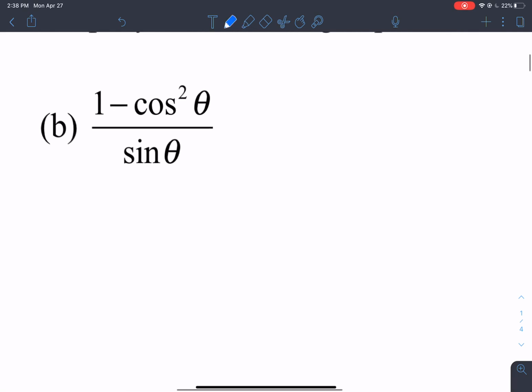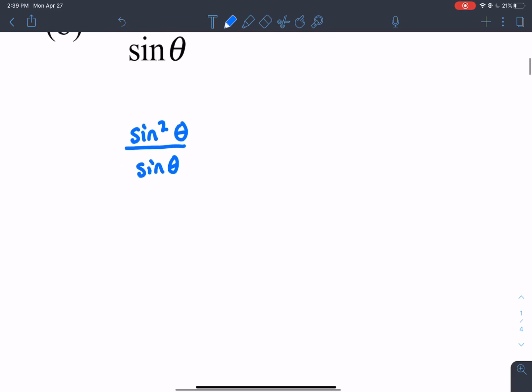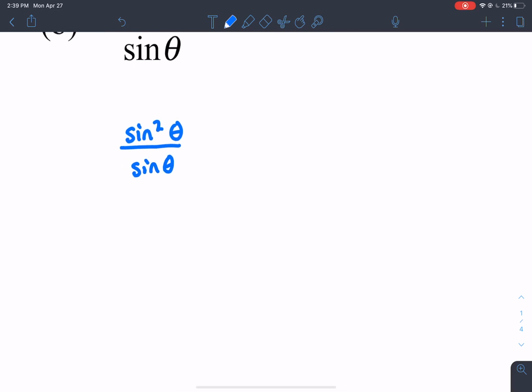Okay, so for the next one, 1 minus cosine squared over sine. So I know that sine squared plus cosine squared is 1. So if I solve that for 1 minus cosine squared, the top part is just going to become sine squared. Okay, so sine squared over sine, it's like you're doing x squared over x, is just sine of theta.